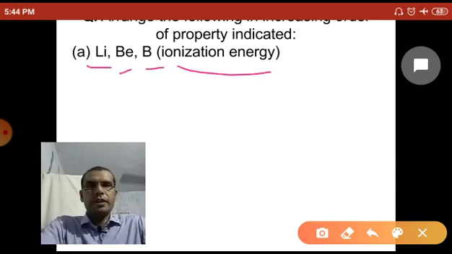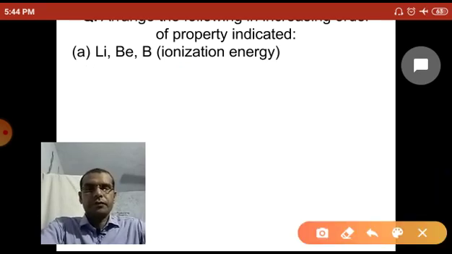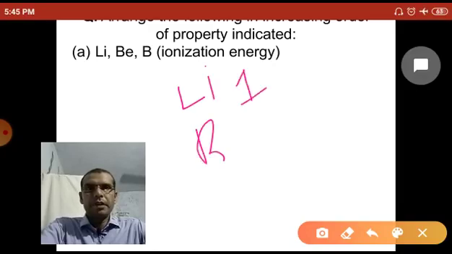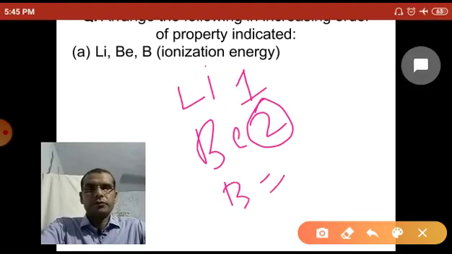So first, what is the ionization energy? The amount of energy required to remove one or more electrons from the gaseous state of the atom is called the ionization energy. So lithium has 1 valence electron, beryllium has 2 valence electrons, and boron has 3 valence electrons.